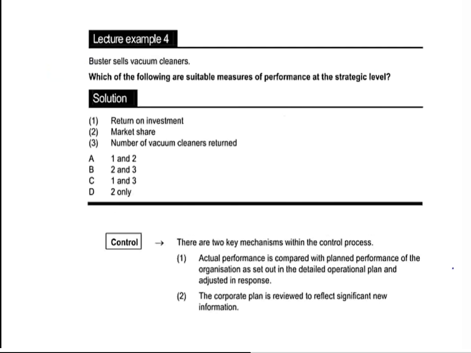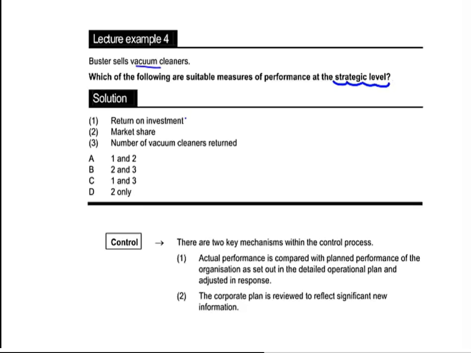So how could all of this be translated into a question? Well, lecture example 4 gives us a very simple scenario. So Buster then selling vacuum cleaners, and we want to know which performance measures could be suitable for Buster at the strategic level. So we've got then 3 examples of performance measures, which I'm sure you'll agree are all suitable for an organisation, but we want to think about the strategic level, so this high level board objectives.